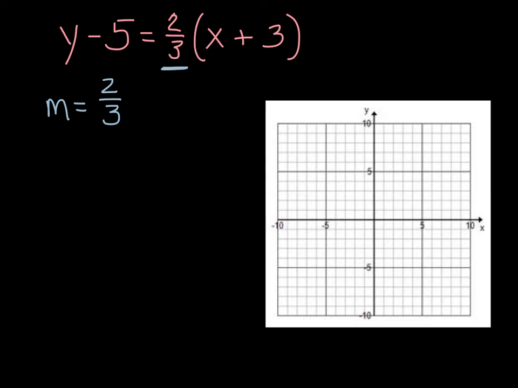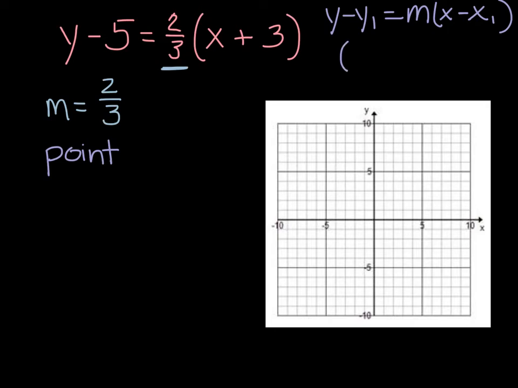Okay, we also have to identify the point that's on the line. Our point. Okay, so if you remember our form, I have to rewrite it. y minus y1 equals m times x minus x1. Okay, so what's tricky about this? The form gave us x1, y1. So we need the opposite of what we see.